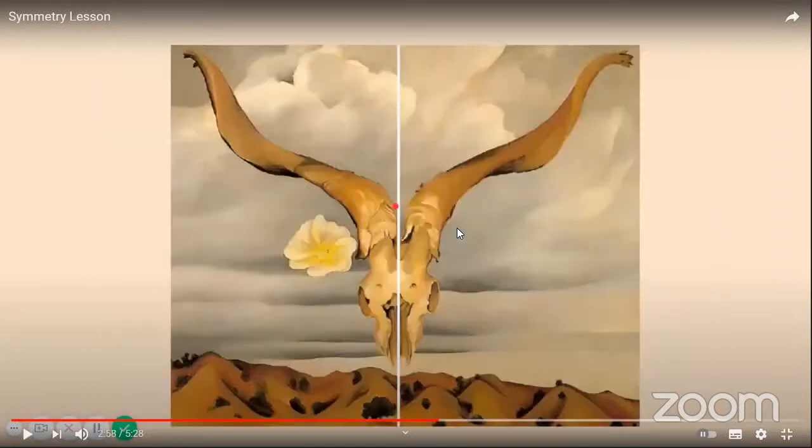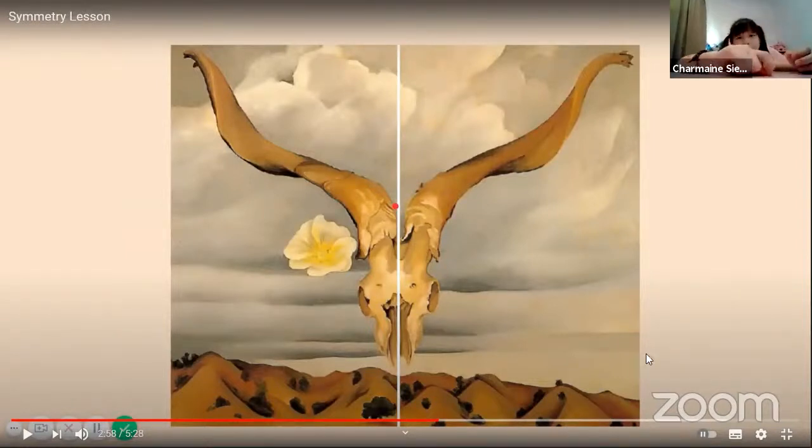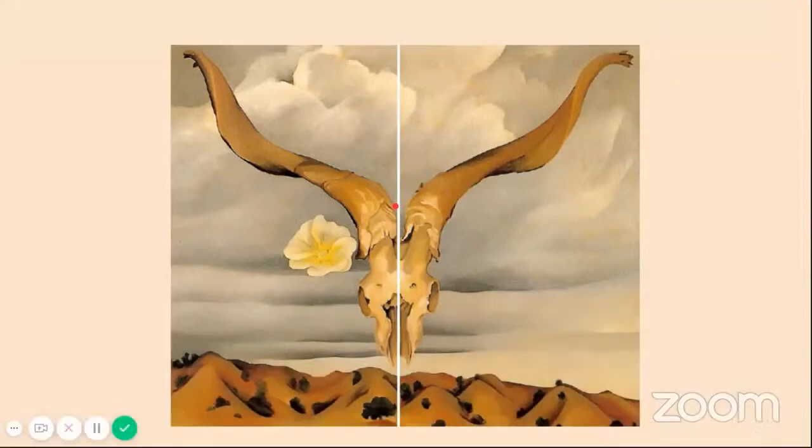So do you understand what it means by symmetry now? Symmetry means that you cut in half, it will be the same. That's right. Way before.